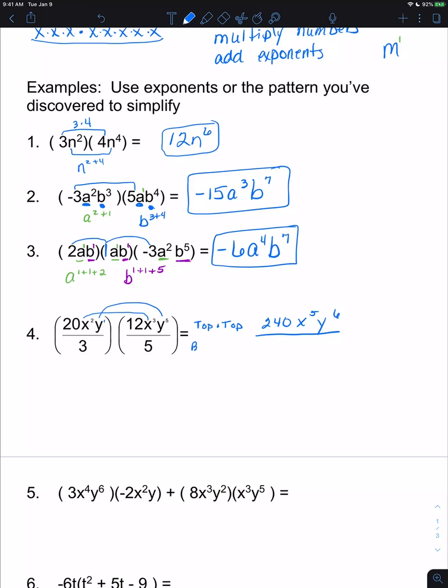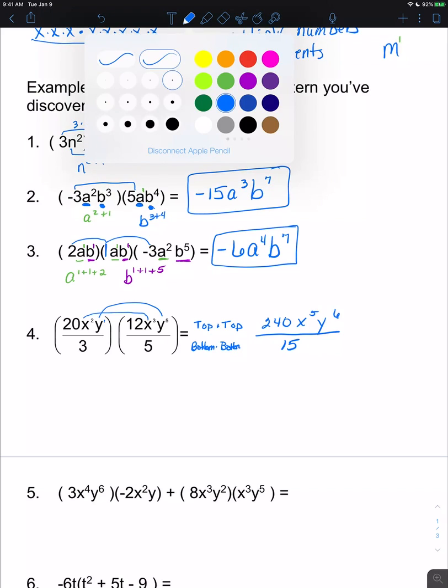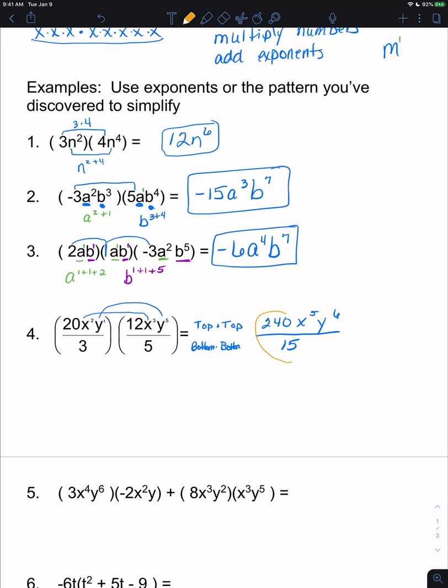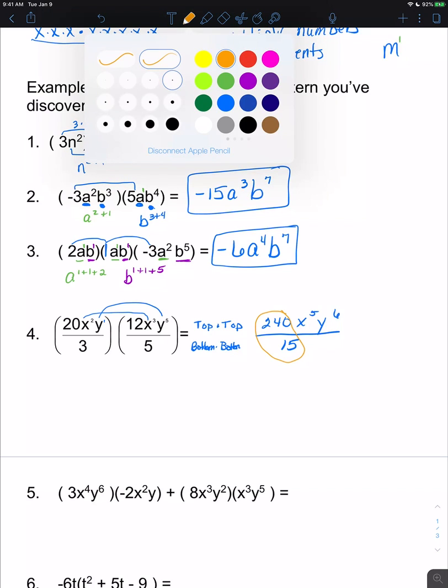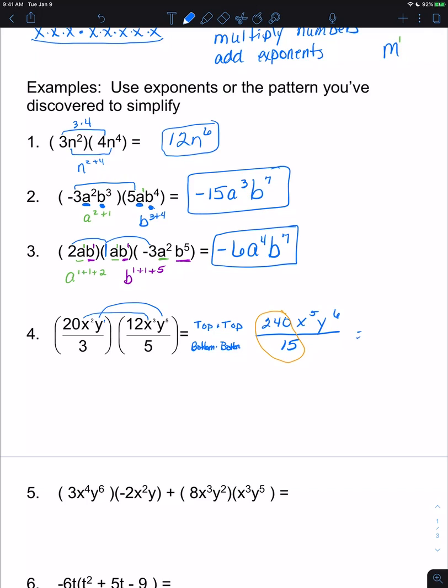On the bottom, we're just going to multiply bottom times bottom. So 3 times 5 is 15. Well, you want to look and see, can this 240 over 15 be reduced? And if it can, then you want to reduce that. That actually divides out to just be 16, but we still have x to the 5th, y to the 6th with it.